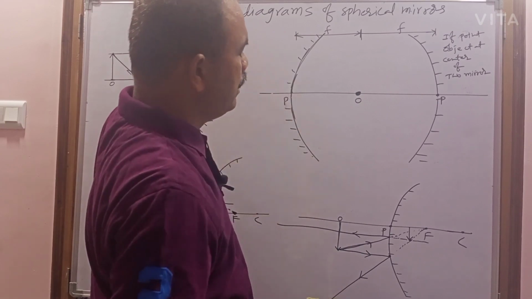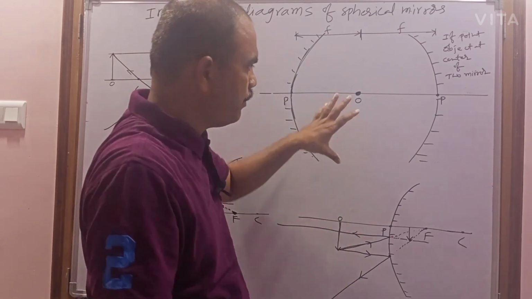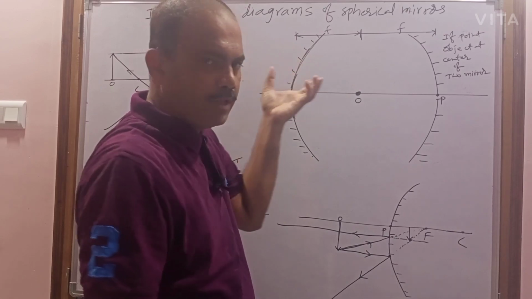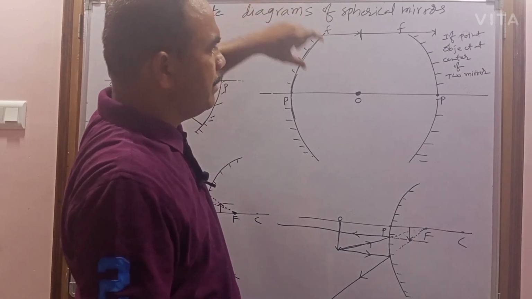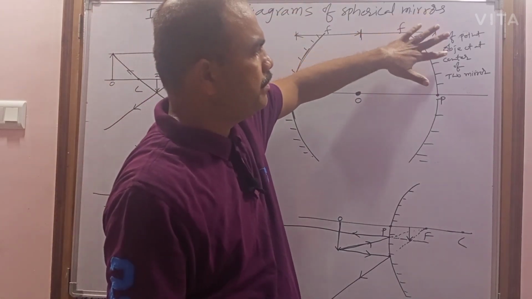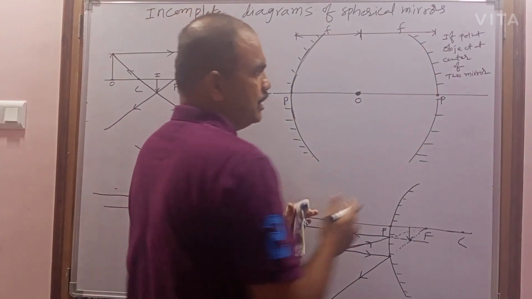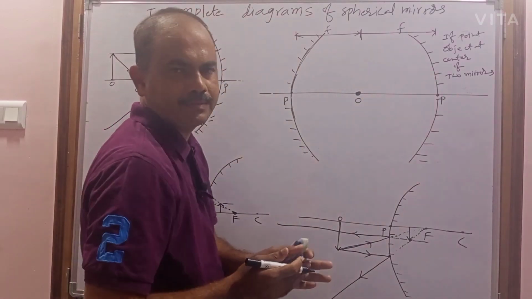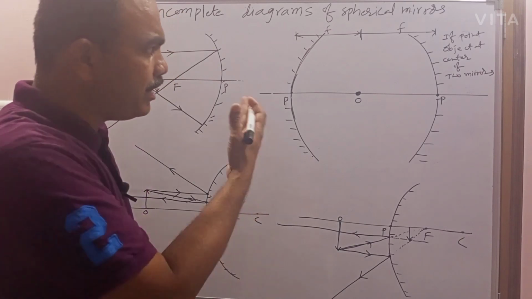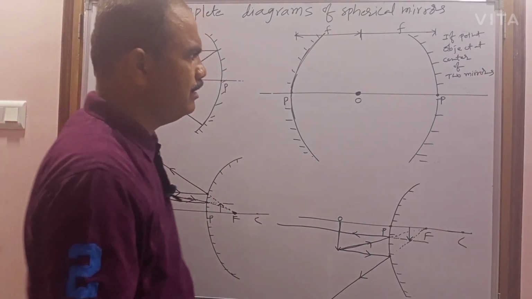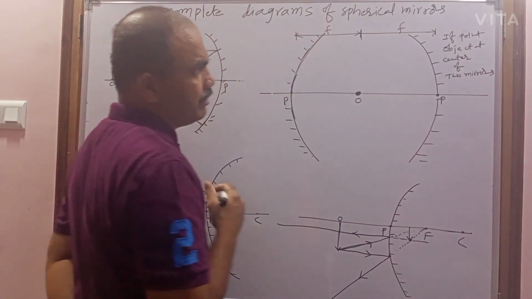They will give the question like this: where is the image formed, complete the diagram. This type of diagram will be given in your question paper, and the question will be asked like this. Where is the image formed if the point object is placed at the center of two mirrors of the same focal length, and how can you complete the diagram? This is a point object. First of all, don't get confused here. What is the important point here?